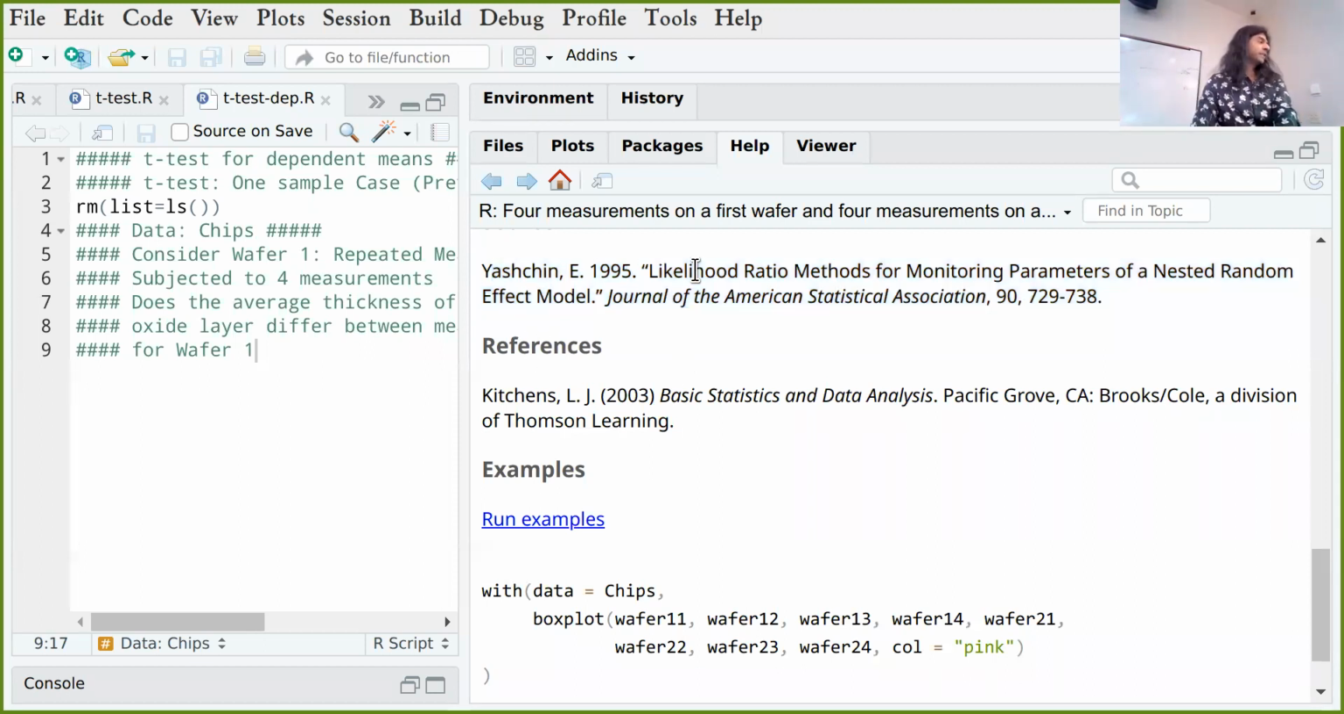I'm doing the simple case where I have repeated measures, same wafer, first set, second set. Of course, they are dependent. We will see what the conclusion will be next time. Good.